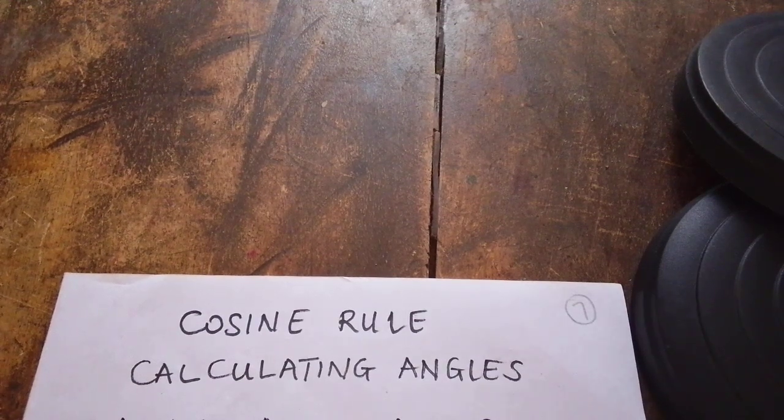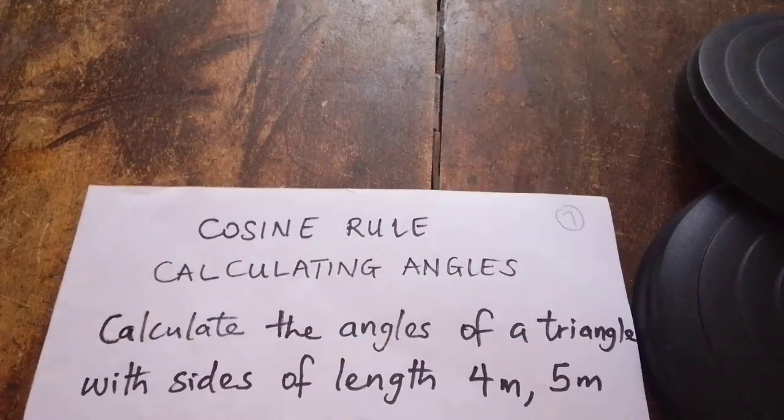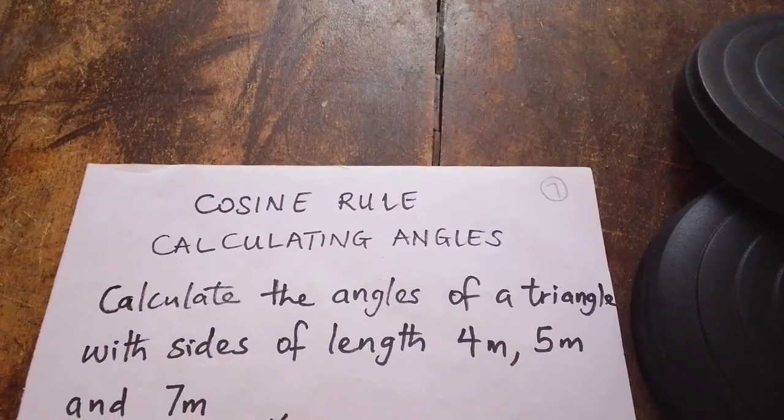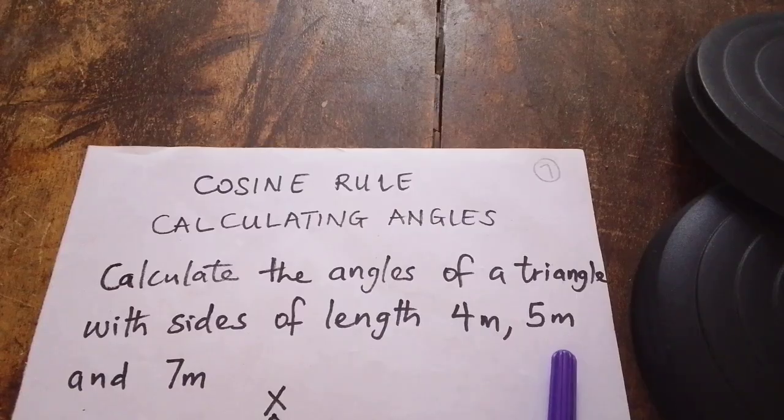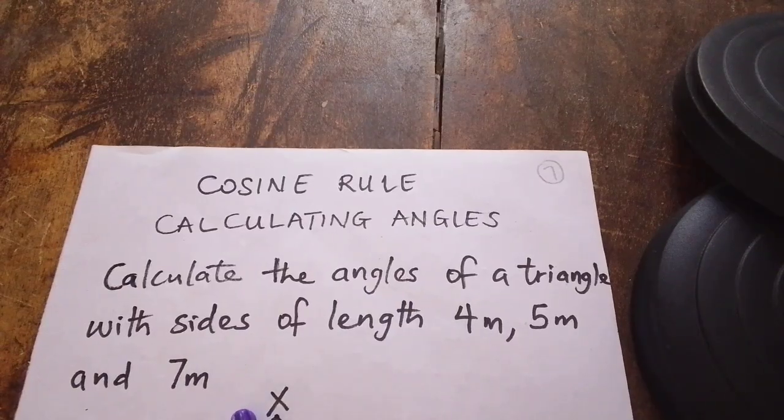Hello students, we are still on cosine rule. Today we want to learn how to calculate angles. Now let's look at this question. Calculate the angles of a triangle with sides of the length 4 meters, 5 meters and 7 meters.